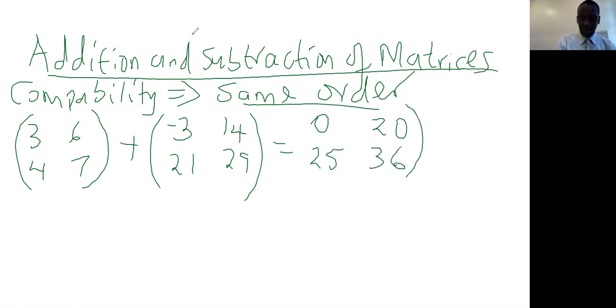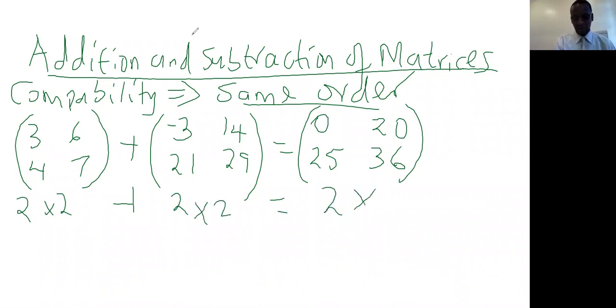And don't forget, matrices must always be in brackets. So there you have your matrix. This is order 2 by 2. You are adding it to another one, which is order 2 by 2. And the answer is a 2 by 2 matrix. So when you add or subtract matrices, they must be of the same order, and the resulting matrix is also of the same order.